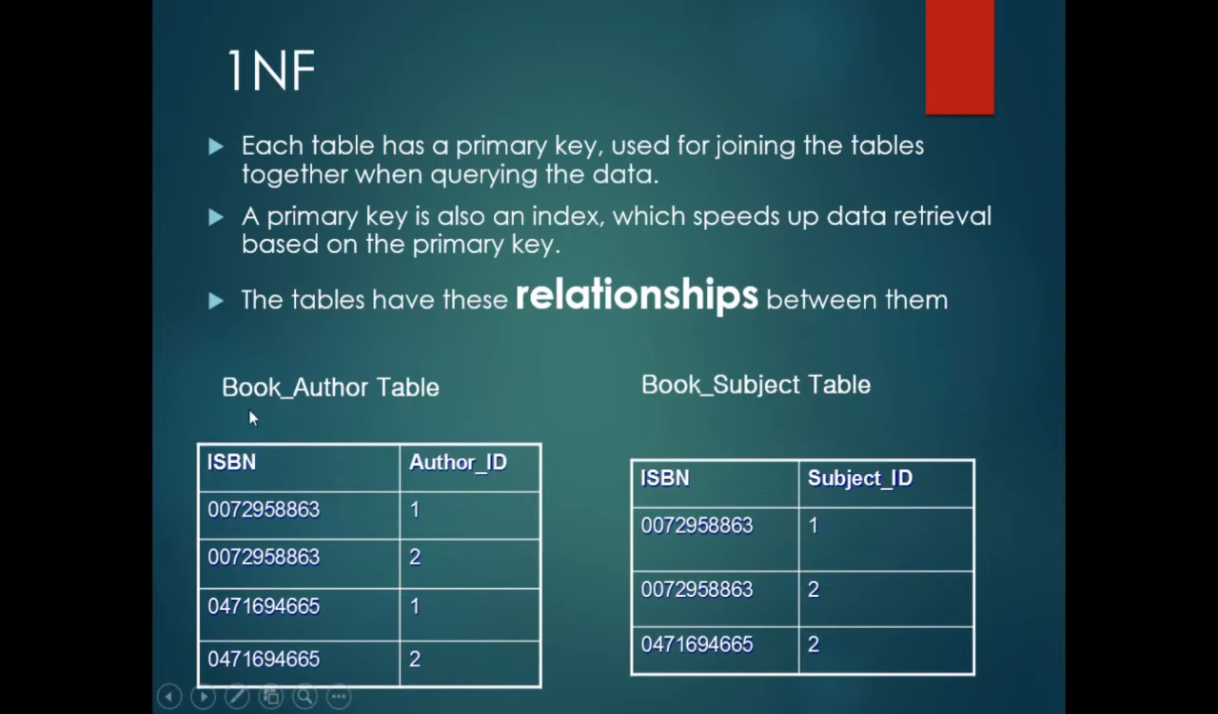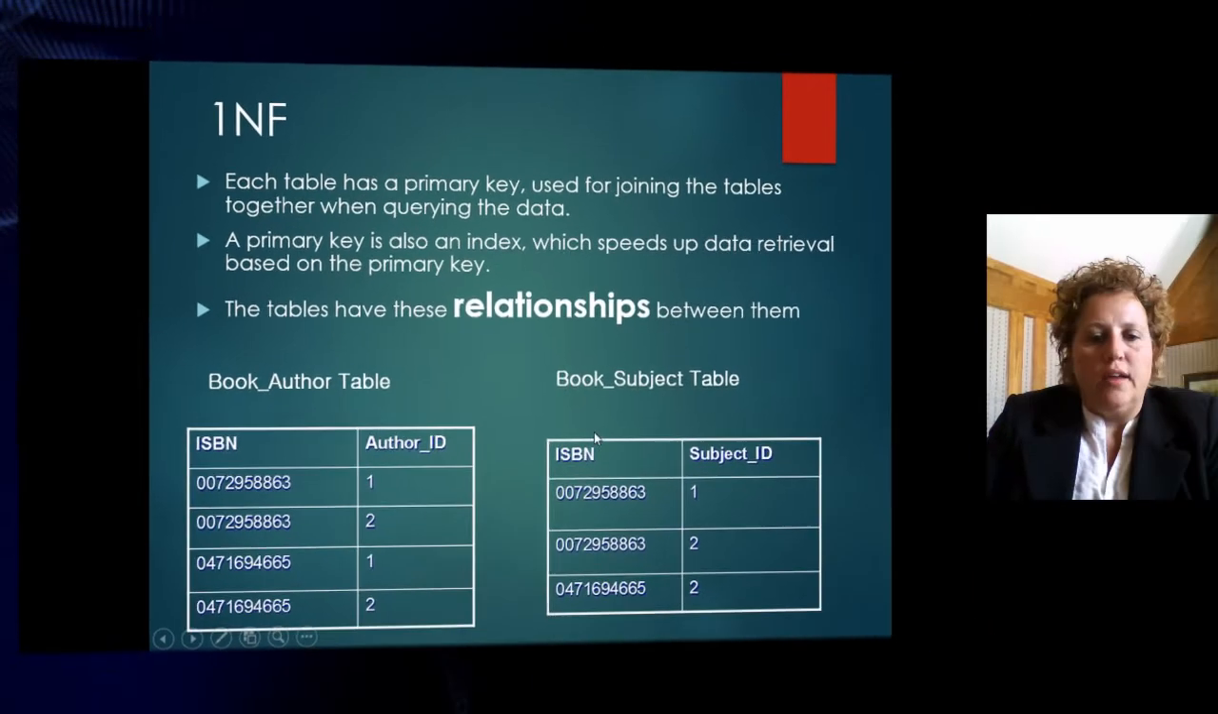And so because there is a primary key or a primary set of information or data, it's used to join these two tables together when we're asking questions of the data or querying the data. In a relational database, the primary key is also used as an index, which speeds up the data retrieval based on the actual information contained in the primary key. So in this example, first normal form, the tables have these relationships between them, right? So they're connected by the primary key, their unique identifiers.